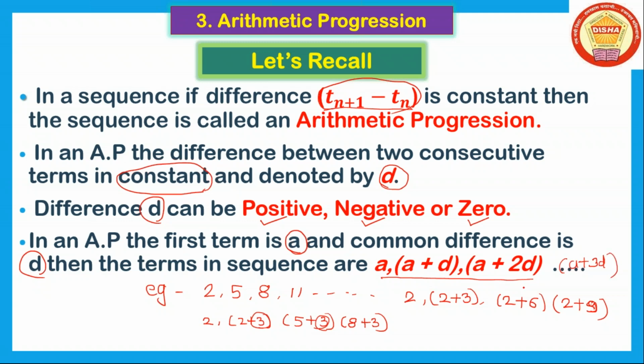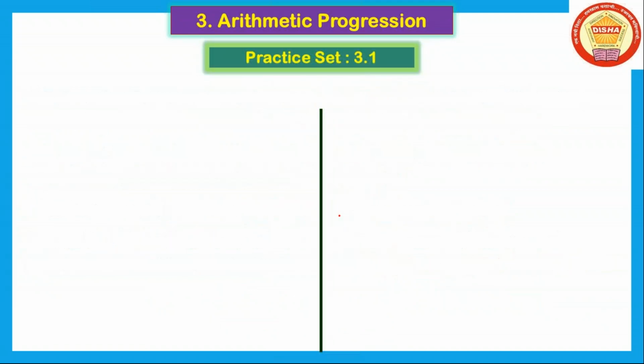Means in short we saw what an AP is, what the common difference is, and that the value of the common difference may be positive, negative or zero. We can form an AP if the first term a and the common difference d are given. Then how do we find the sequence? The first term in the sequence is a, the second term is a plus d, the third term is a plus 2d and so on. On that basis, now we start practice set 3.1.